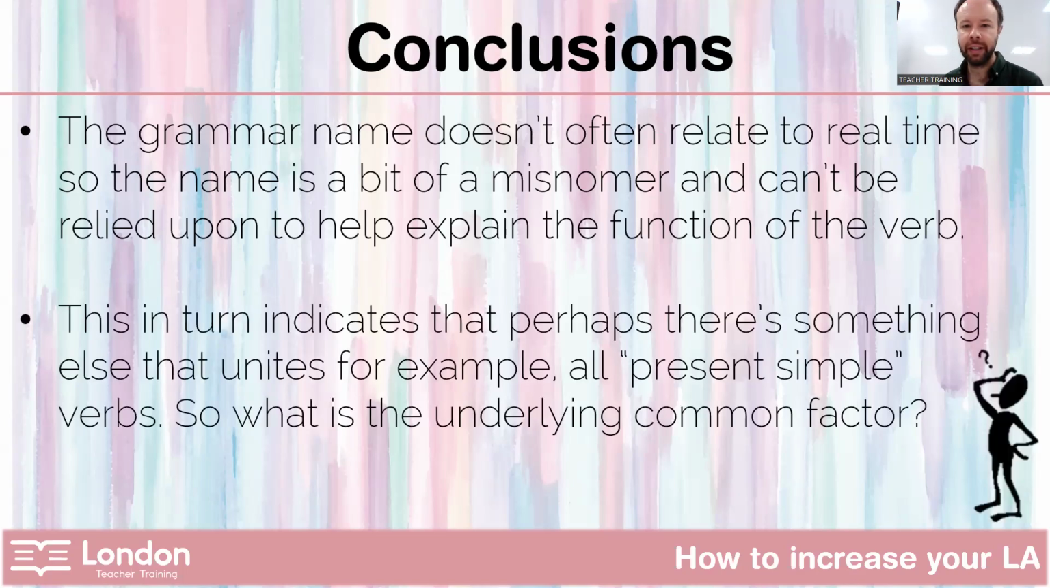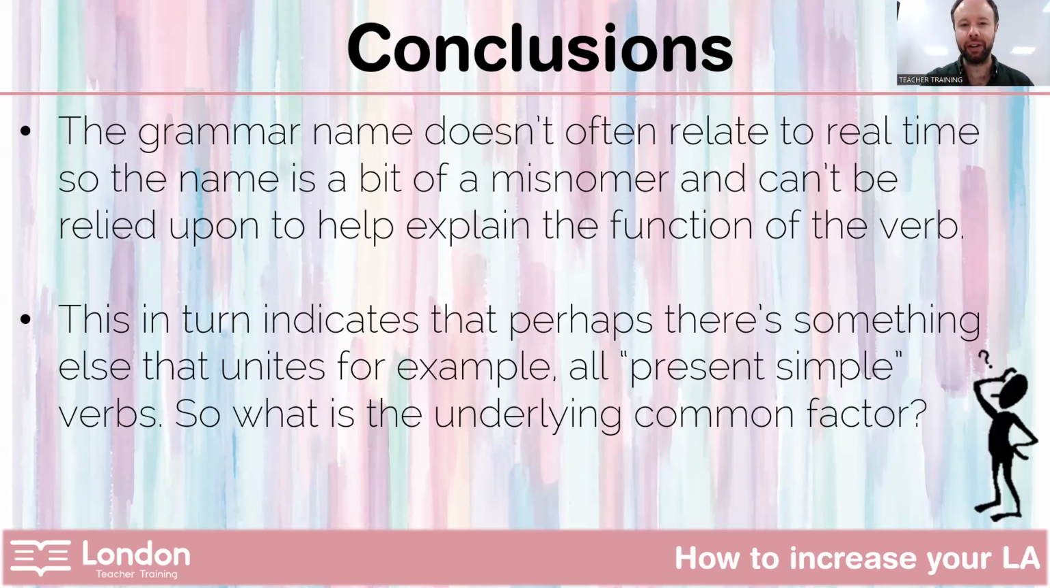So this in turn indicates that perhaps there's something else that unites, for example, all of those present simple verbs. And the question is, what is this underlying common factor? And, well, I'm not going to reveal it here, sorry. That was what we went into in depth in the CPD, but if you are interested, definitely check out the book. It will tell you.